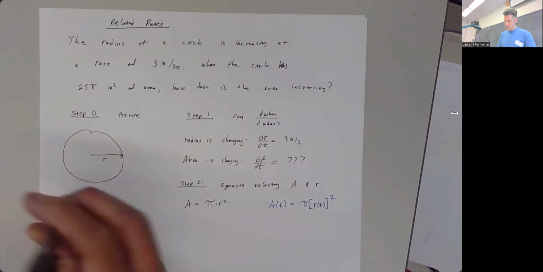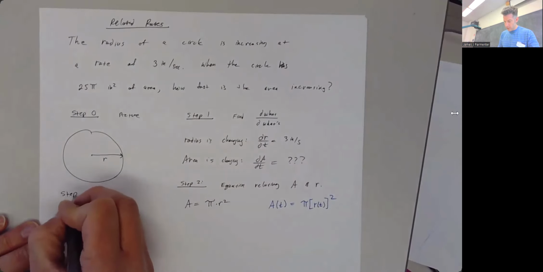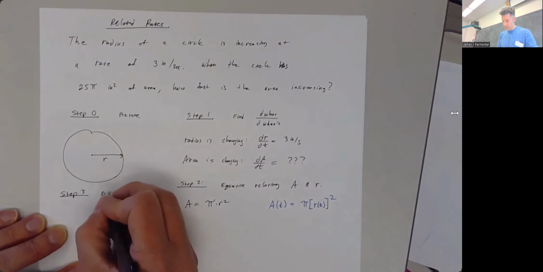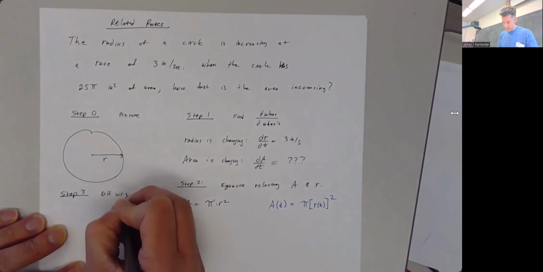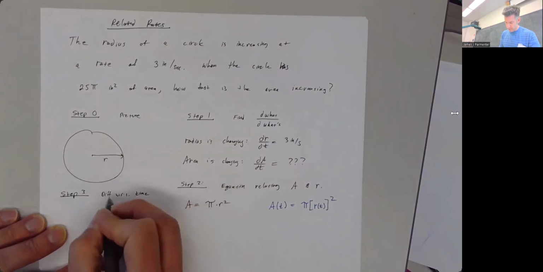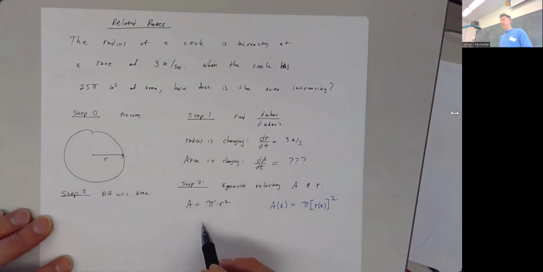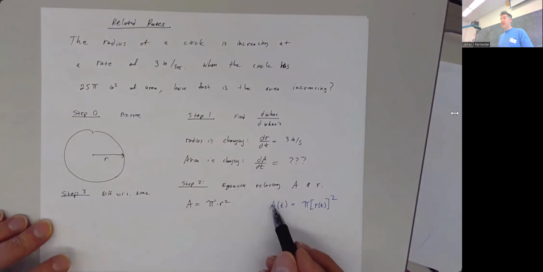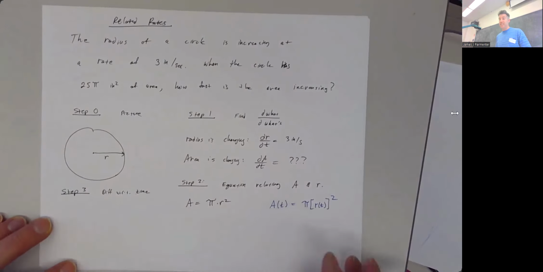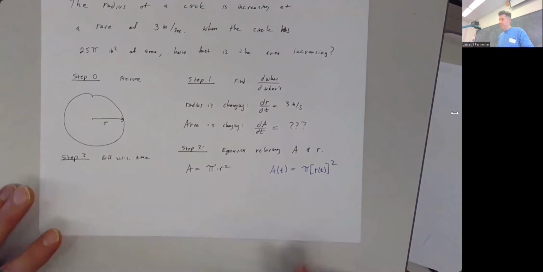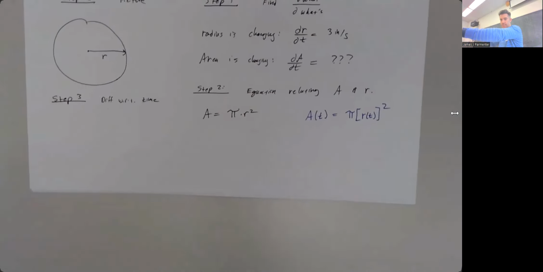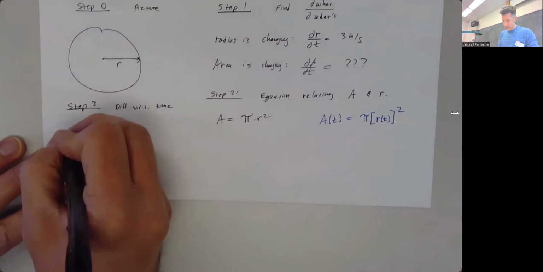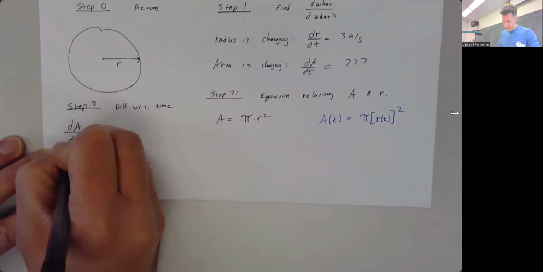Step 3, differentiate both sides with respect to time. I know we're almost out of time here, speaking of time, but we're almost done. So what's the derivative of area? Well, the derivative of A(t) is A'(t), or dA/dt. So I'm going to get dA/dt.